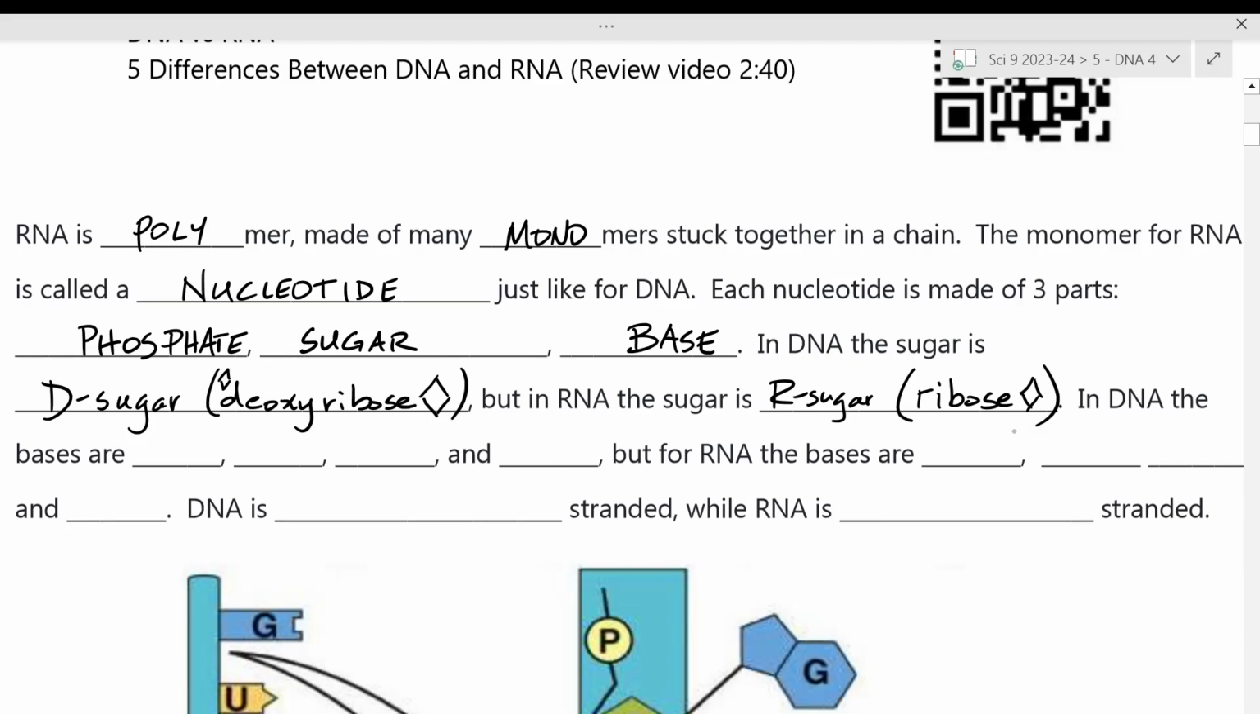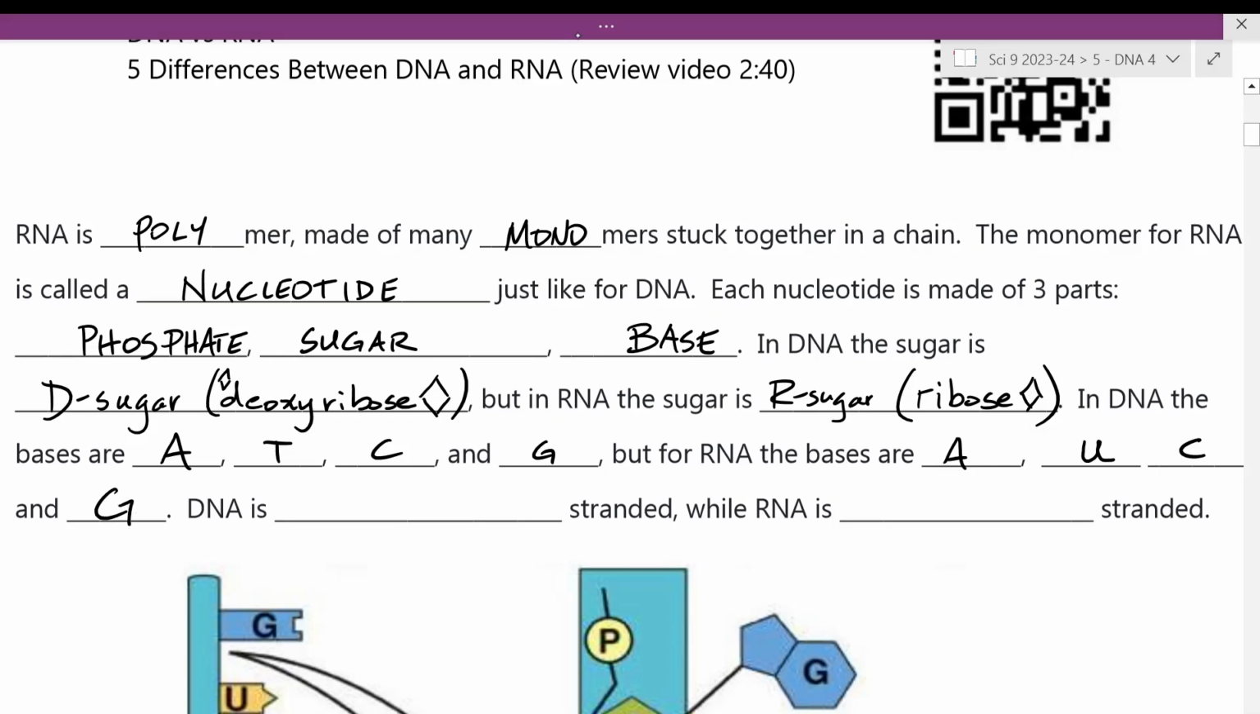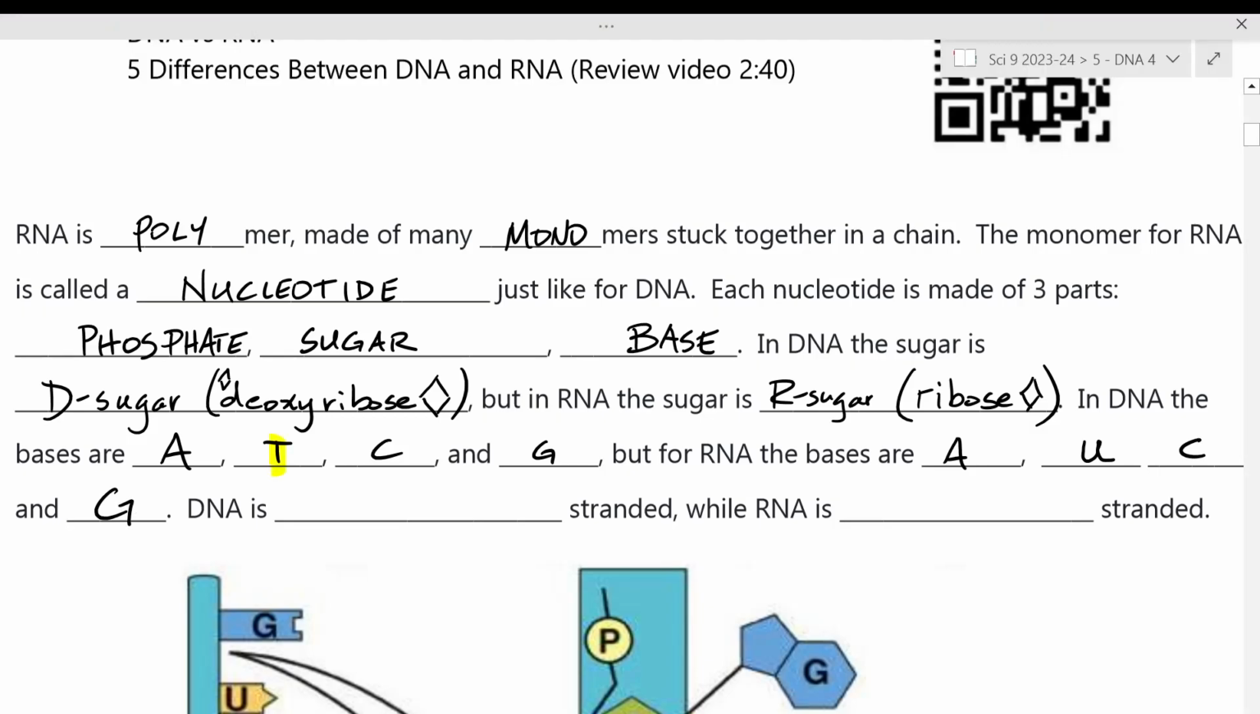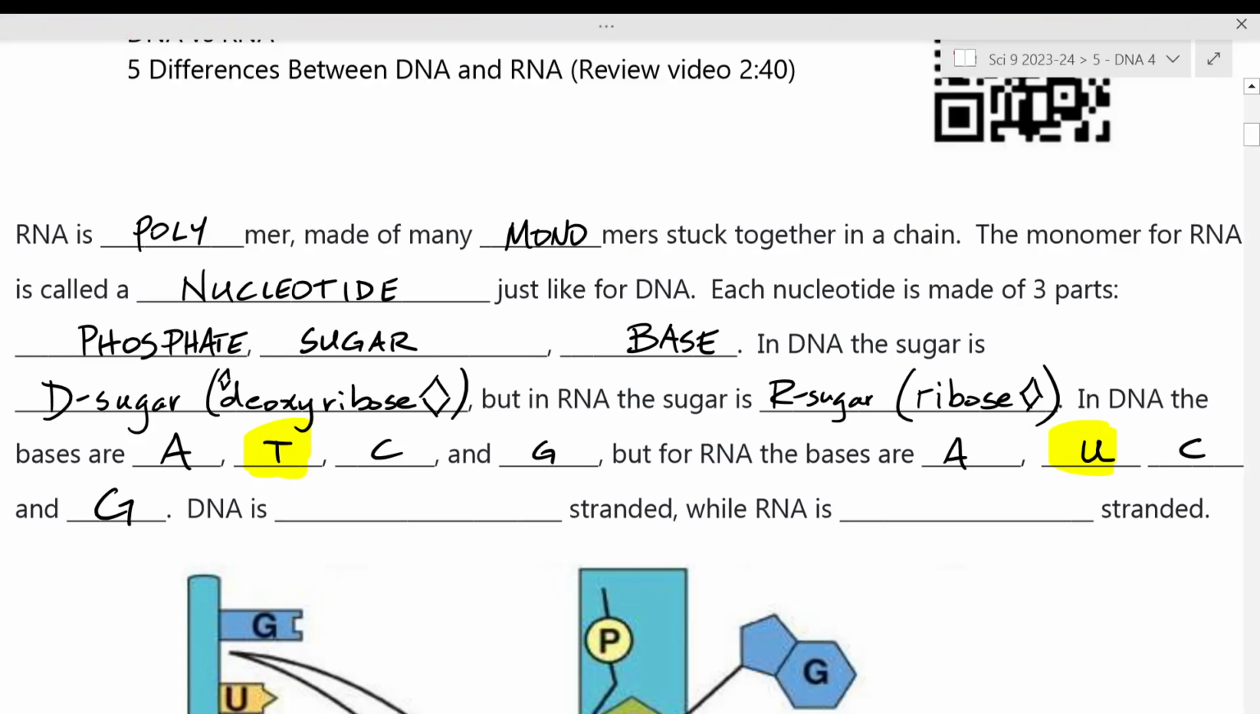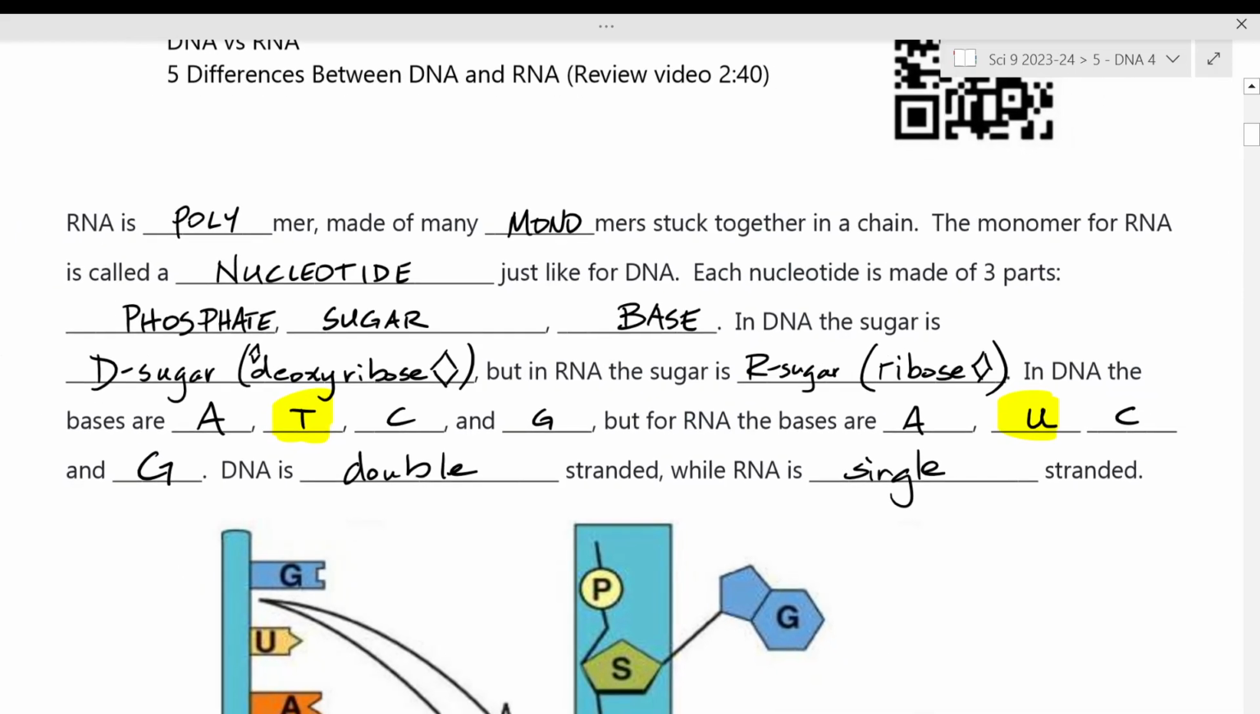In DNA, the bases are A, T, C, and G, but in RNA, the bases are A, U, C, G. So it is the T and the U that are different from one another. DNA is what kind of stranded? Double stranded, whereas RNA is single stranded. Excellent.